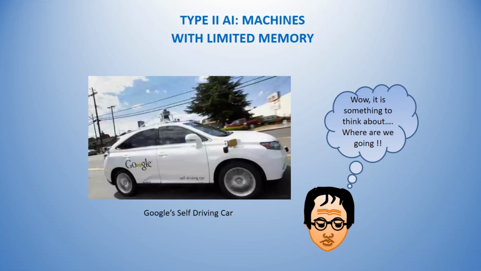Now we talk about Type 2 AI, machines with limited memory. This type of artificial intelligence machine can look back into the past. Self-driving cars do some of this already. For instance, they observe other vehicles' direction and speed.